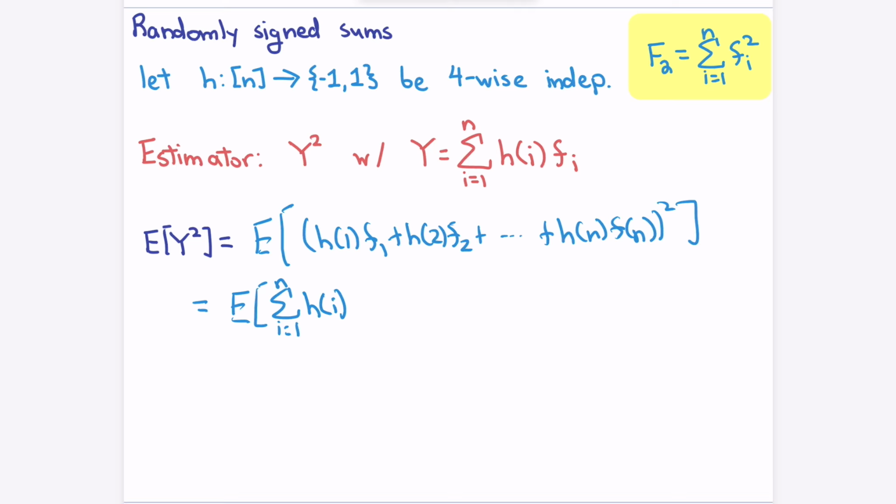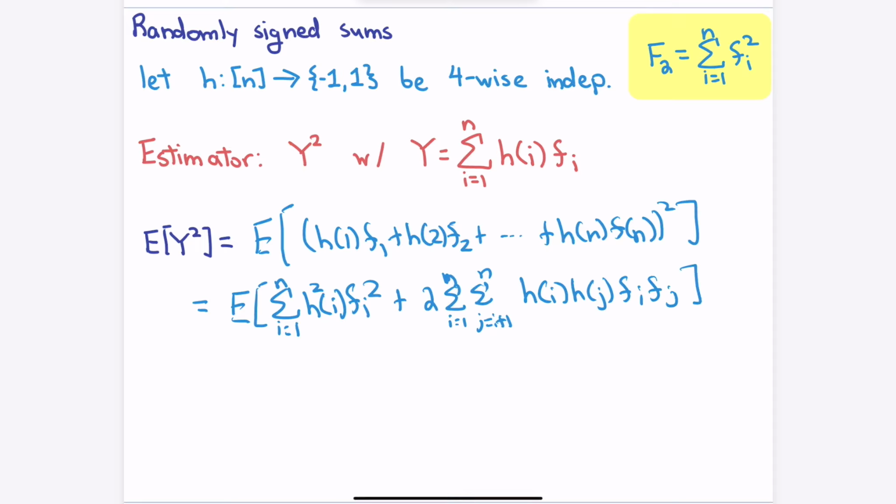Hi squared fi squared plus 2 times the sum. These are just the cross terms, and j is i plus 1 to n, hi hj fi fj. Okay. Now with linearity of expectation, we can look at each of these terms apart.